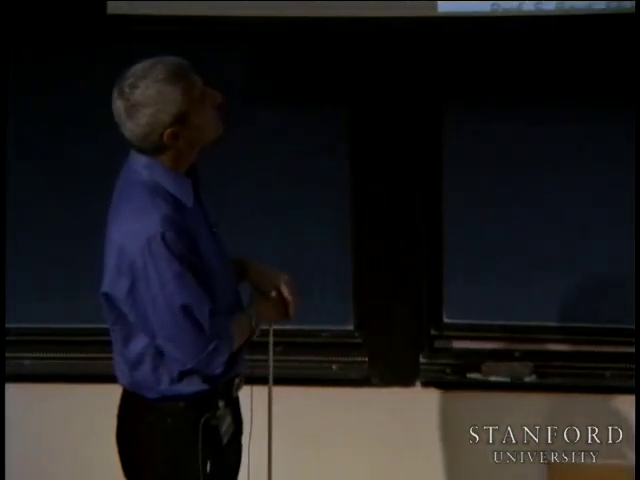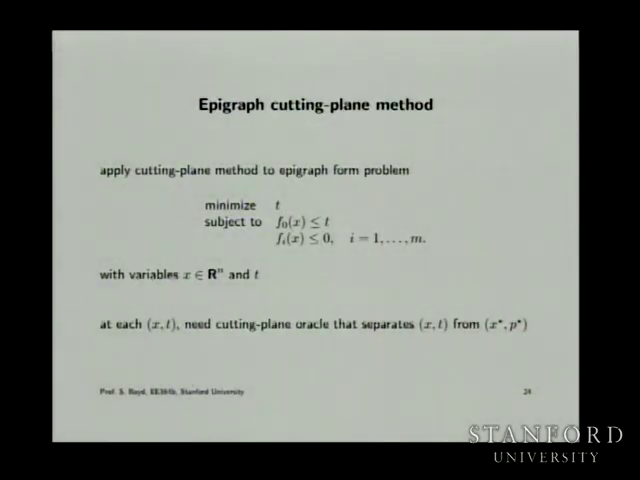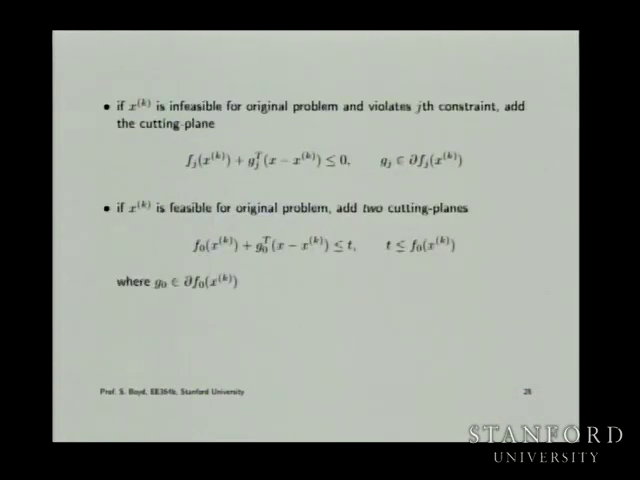Another variation on this is a so-called epigraph cutting plane method. So if you have a cutting plane, well, it works like this. You put the problem into epigraph form like this. And what you're really going to do is get a cutting plane oracle for this problem here. So this is the problem. And what you want to do is you want to separate x and t. So x should be considered as your current proposal for x or something like that. And t is to be considered here an upper bound on the objective. And you're going to separate this from x star, p star. P star is the optimal value.